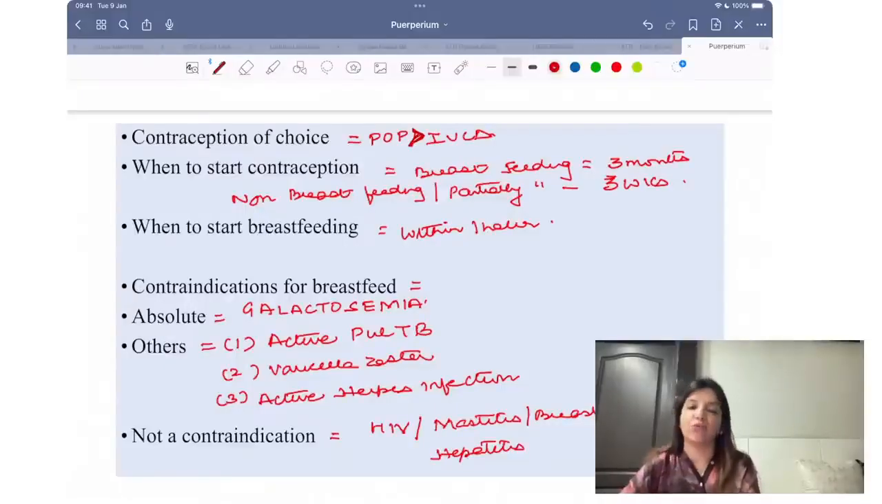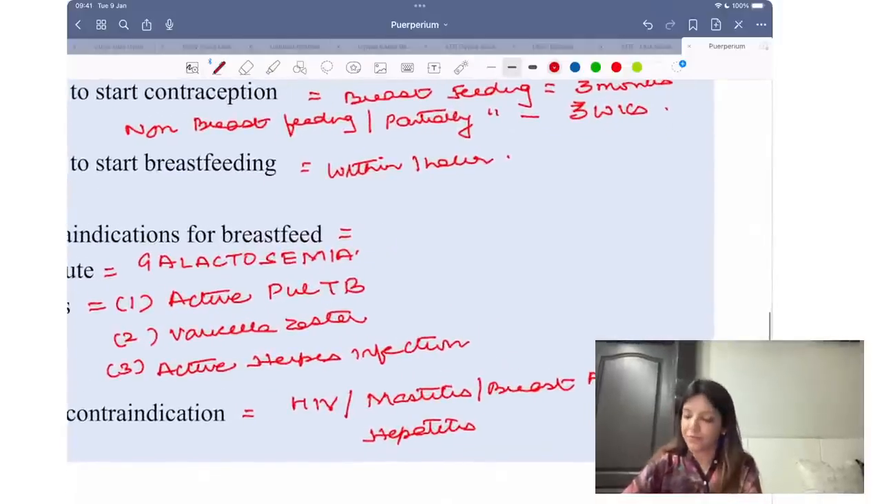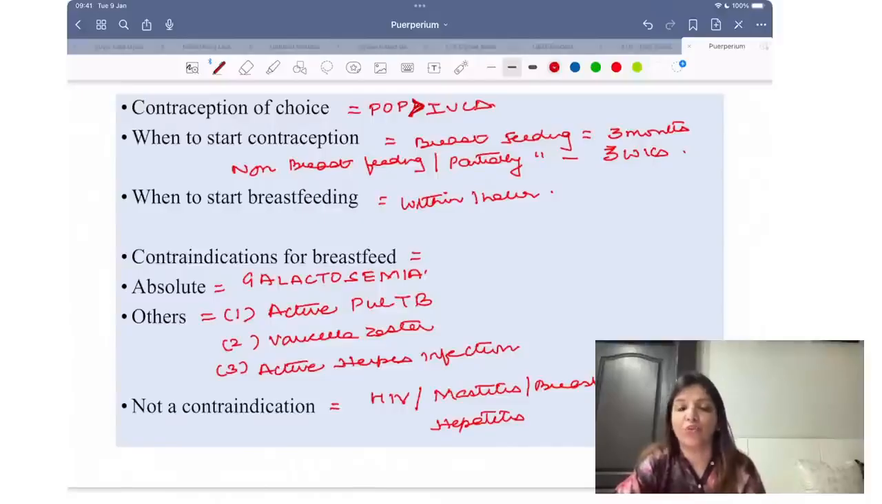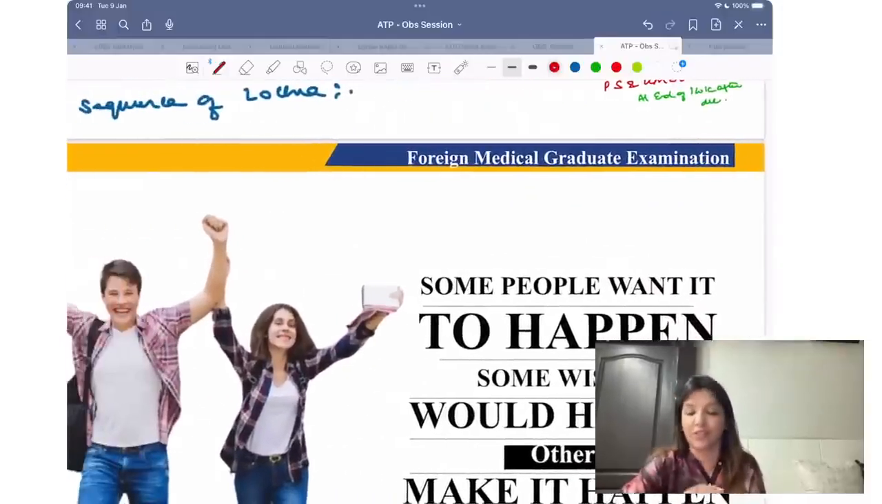Contraindications for breastfeeding, I have told you. Absolute contraindication is galactosemia. Other contraindications are active pulmonary tuberculosis, active chickenpox infection, active herpes infection. Please remember, I told you HIV, mastitis, breast abscess and hepatitis, they are not a contraindication. Right? So, that is all what I wanted to tell you in OBS. In OBS you have to remember this much only. I will be taking up your gynae revision after this.